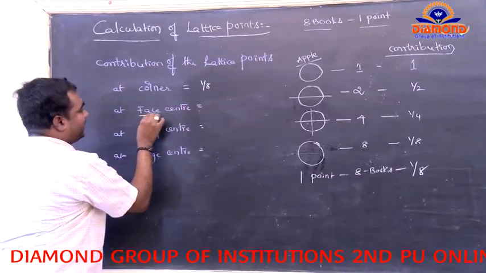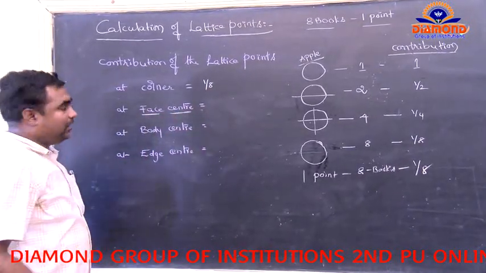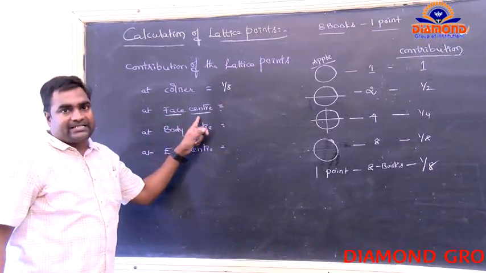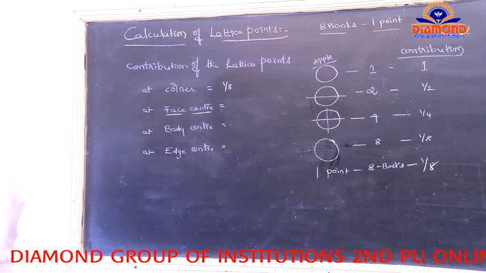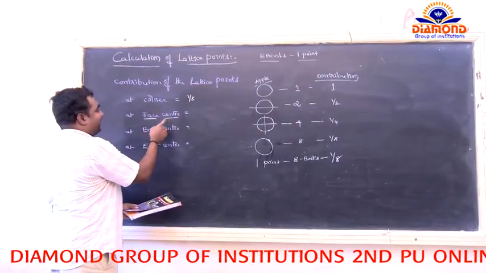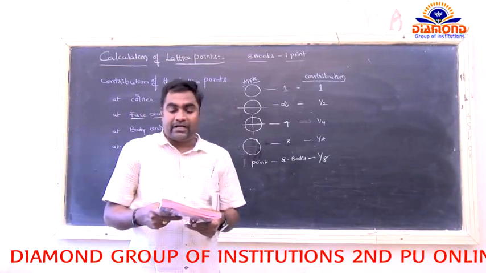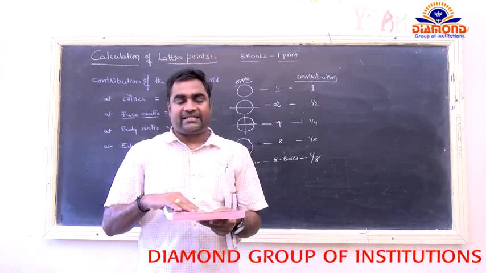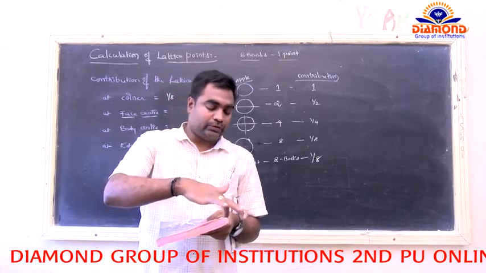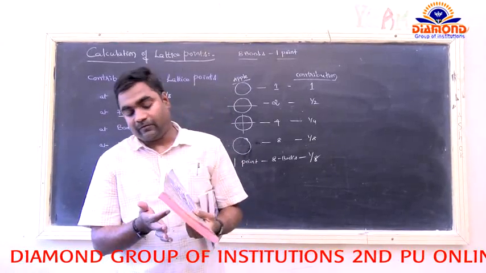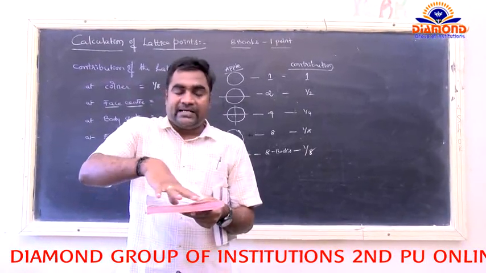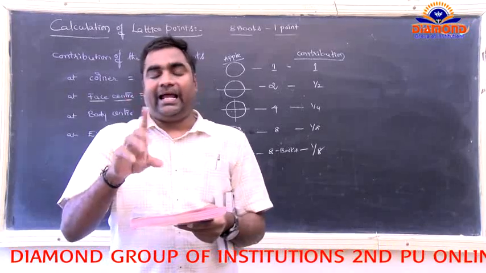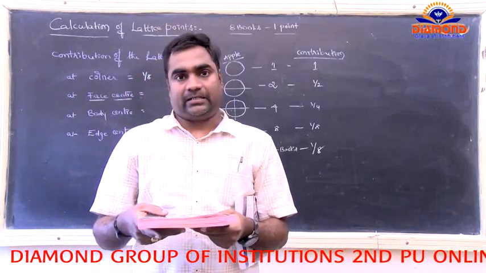Next come to the face center. Now we have to choose the point at the face center. Now the explanation: lattice point at the face center. Now here for this book we have chosen a total of 6 face centers: 1, 2, 3, 4, 5 and 6. So 6 faces are there. We have to choose one lattice point at any one of the face centers.